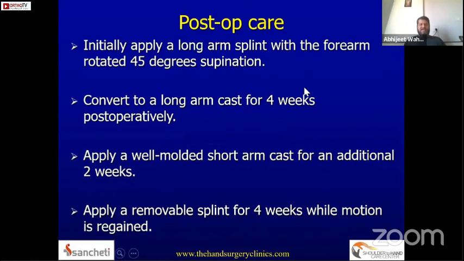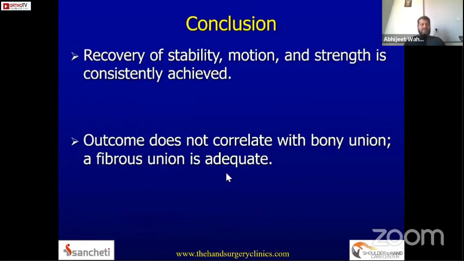Postoperatively, we usually begin with a long arm splint, which is converted to a long arm cast, and at around 4 to 6 weeks, that is converted to a well-molded short arm cast, and then a removable splint with a graduated physiotherapy program. So in conclusion, recovery of stability, motion, and strength is consistently achieved in most of these fractures.